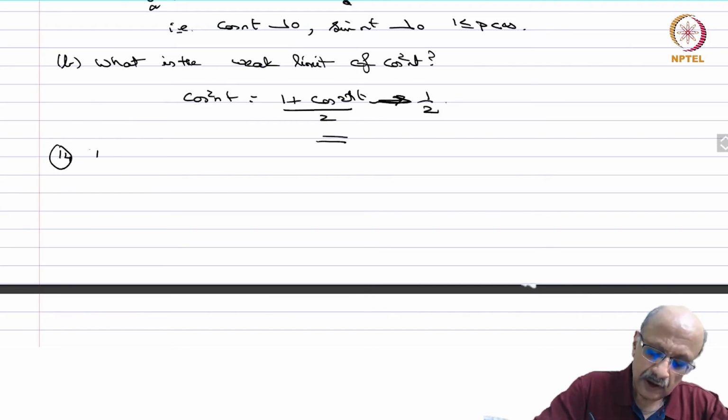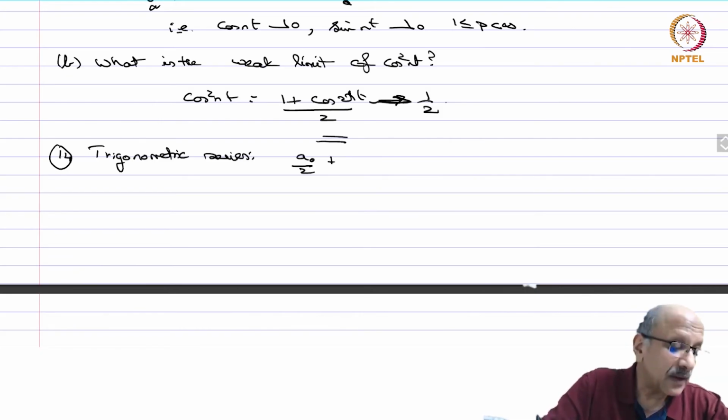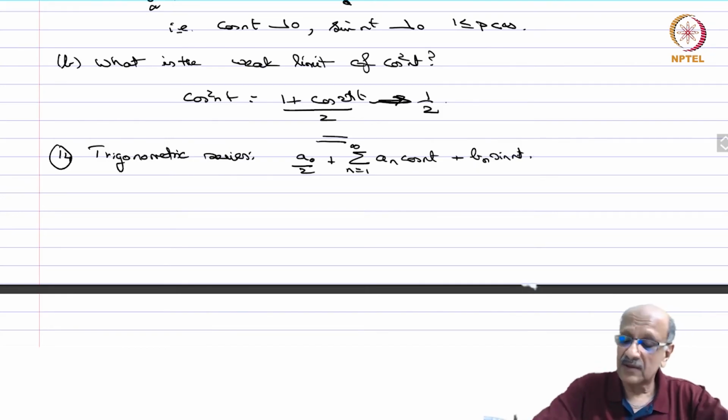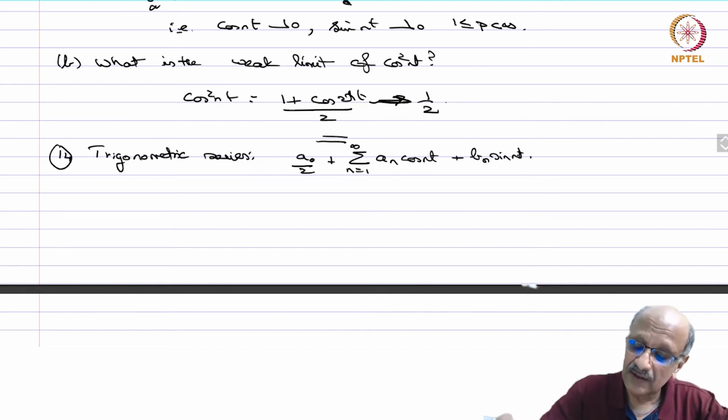So a trigonometric series is a series of the form a naught by 2 plus sigma n equals 1 to infinity of a_n cos nt plus b_n sin nt. Typically the Fourier series are trigonometric series. Any such series written like this is called a trigonometric series.